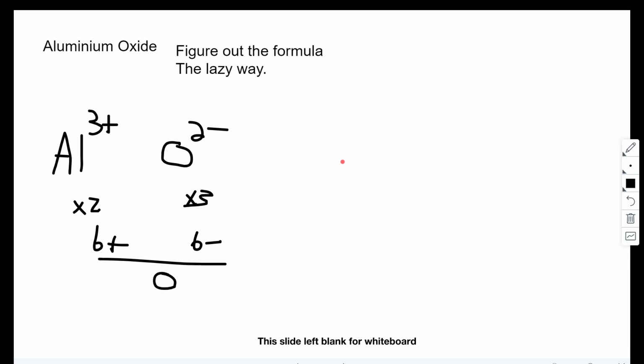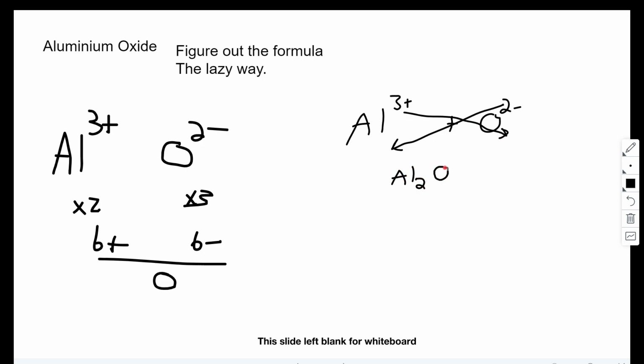So our lazy way here will be to go ahead and just say, okay, well, Al is 3 plus, and that's being added to the oxygen, which is 2 minus. Well, let's just take our numbers and crisscross them. So Al2O3. And then the last thing we have to do is make sure that it's all in lowest terms, okay? 2 and 3 don't divide into each other, so we're good.